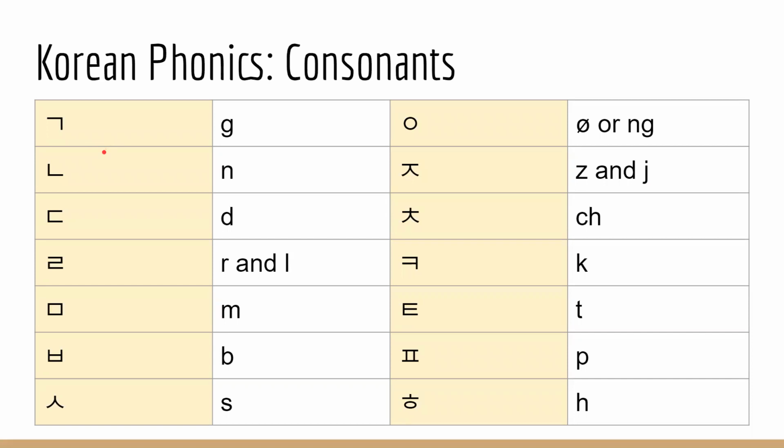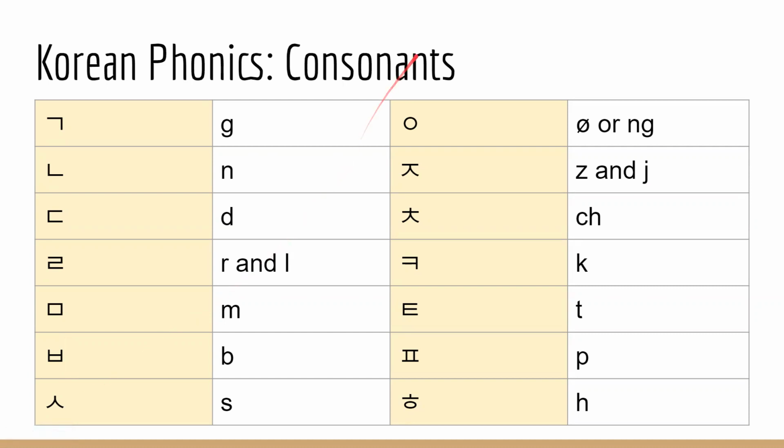The first consonant is pronounced as 그. 그. The second is 느. The third consonant is pronounced like a D, 트. The fourth consonant is slightly a mixture of R and L, 르. The next consonant is pronounced like an M, 무. The next one is like a B, 부. This next consonant is pronounced like an S, 스.